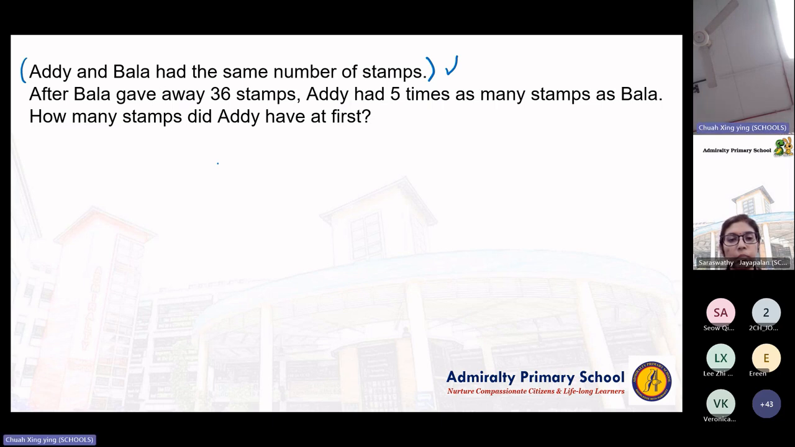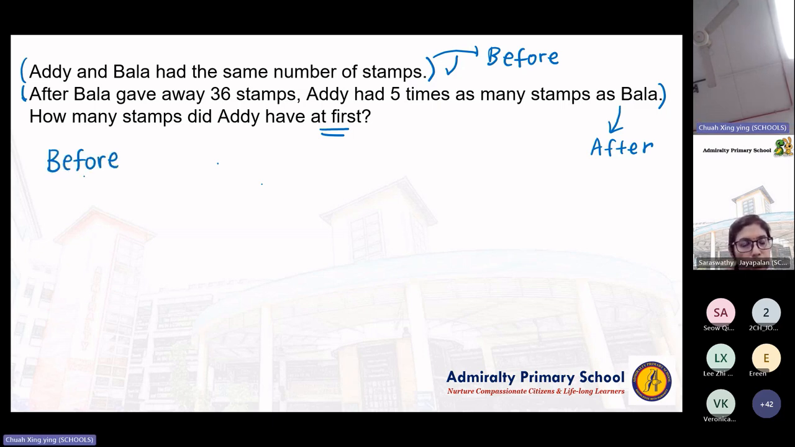Let's look at the next sentence here. After Bala gave away 36 stamps, Eddie had 5 times as many stamps as Bala. So this sentence is indicating what happened after. So the first sentence is the before, and this sentence tells you the after. And what are we finding here? How many stamps did Eddie have at first? We want to use the clue of what happened after and find out what we had at first.